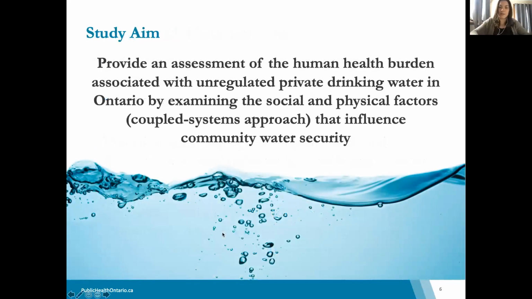Just taking a little bit of a step back, the overall aim of my PhD work is to provide a novel and holistic assessment of the human health burden associated with unregulated private drinking water in Ontario by examining the social and physical factors that influence community water security. But more specifically today, I'm going to be speaking about delineating those risk assessments so they are increasingly accurate and spatially specific, because in reality, there is no one size fits all risk assessment that can address all public health issues, problems, and regulatory needs.